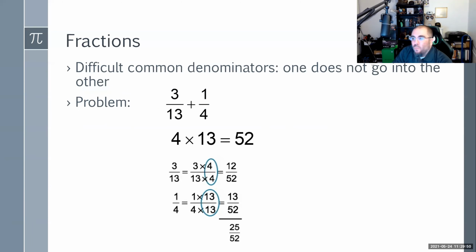Difficult common denominators, where one does not go into the other. Well, what you can do at that point is multiply each of them by each other. So in this case here, we have 3/13 plus 1/4. Man, sitting here racking my brain, I have no idea what a common denominator is just looking at this, right?